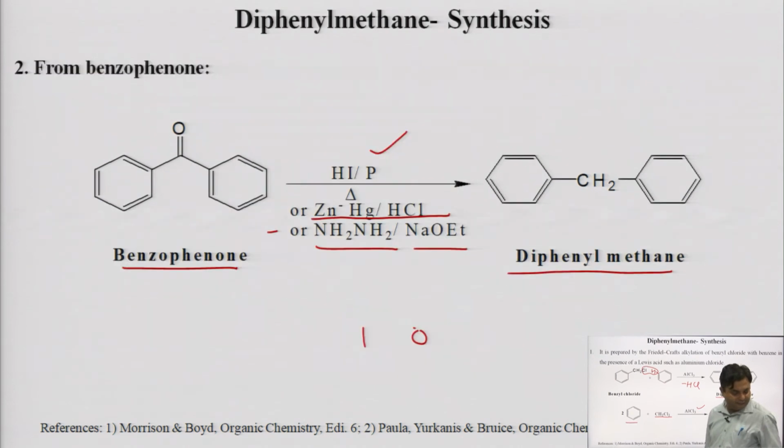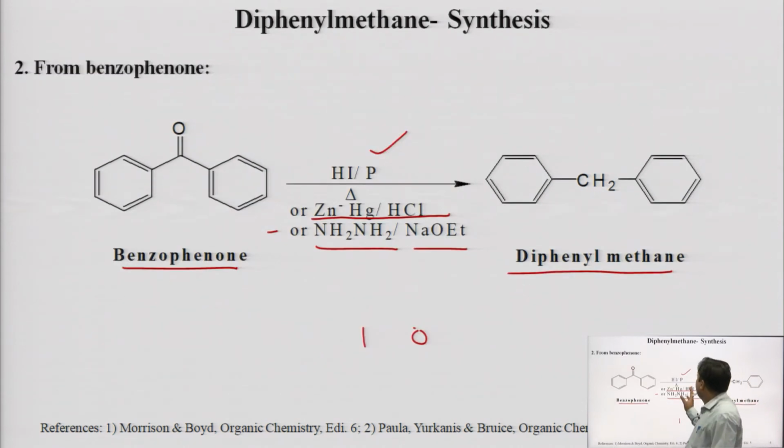As a result, diphenylmethane can also be synthesized from benzophenone, as you can see there. Basically, 3 types of reaction are there with the benzophenones, by which diphenylmethane is produced.